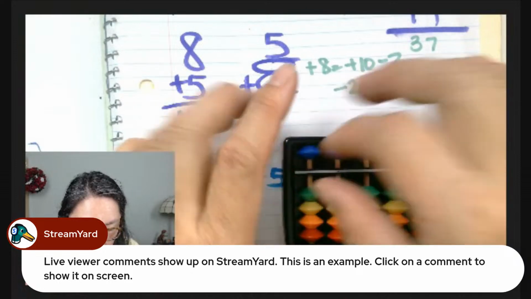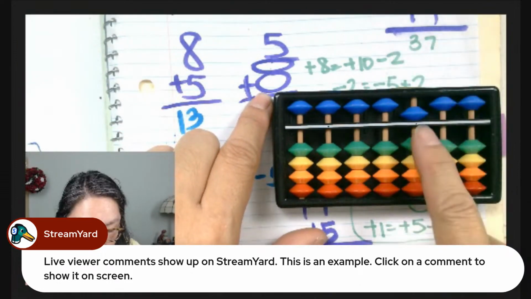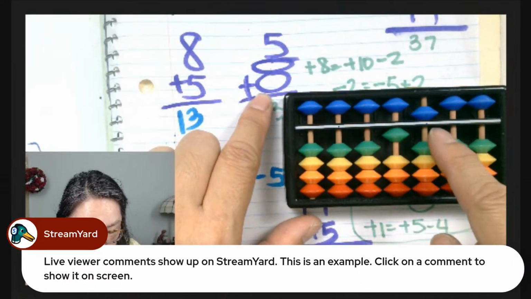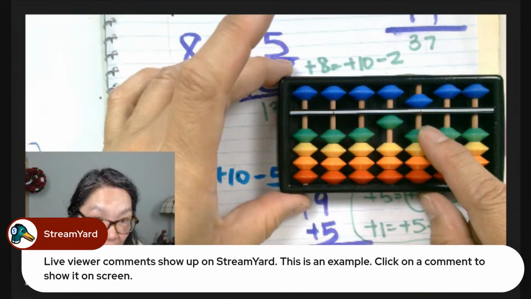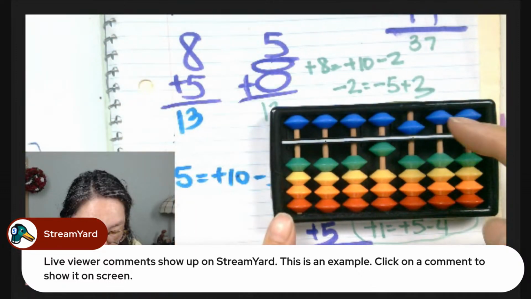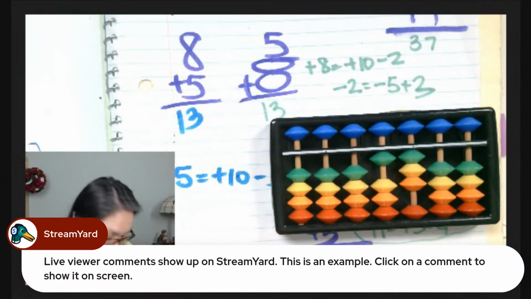So here, if I show you, this is 5, and I want to add the 8. I don't have enough beads to add the 8. So what do I do? I have to plus the 10 and then take away the 2. Wait, notice I cannot take away the 2. Oh, but I know, what do I know? I know how to make a 5. I know how to minus a 5. So I minus the 5 and then plus the 3. My final answer is 13. So it's all about the journey, not the destination.